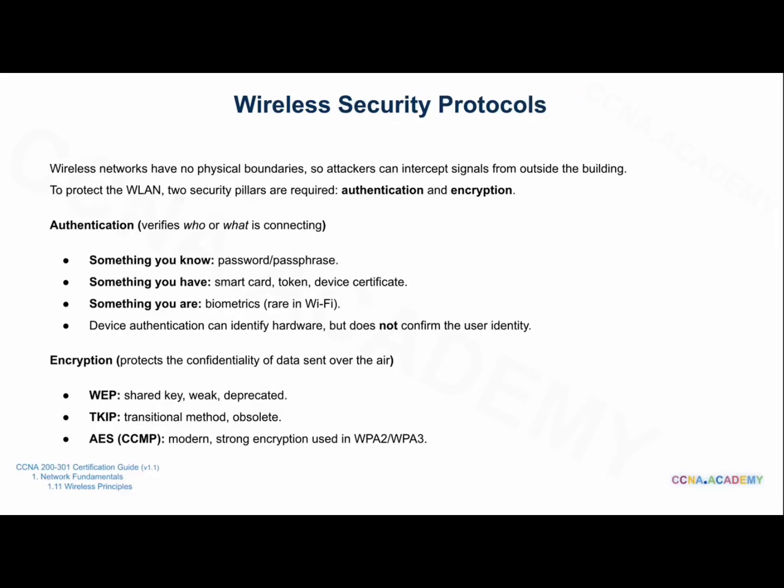Wireless security begins with authentication and encryption. Authentication verifies who is connecting, using passwords, certificates, or tokens. Encryption protects data as it travels over the air. Legacy methods like WEP and TKIP are insecure, while modern networks rely on AES-CCMP for confidentiality. These fundamentals form the basis of secure Wi-Fi.